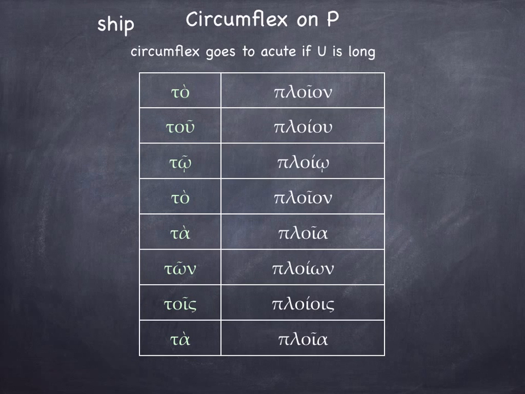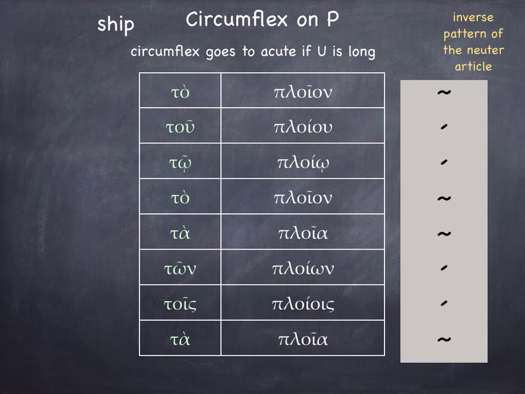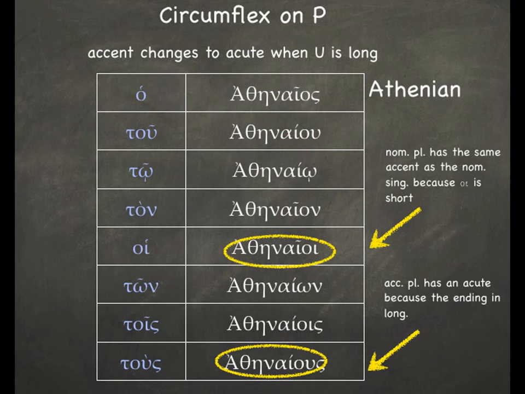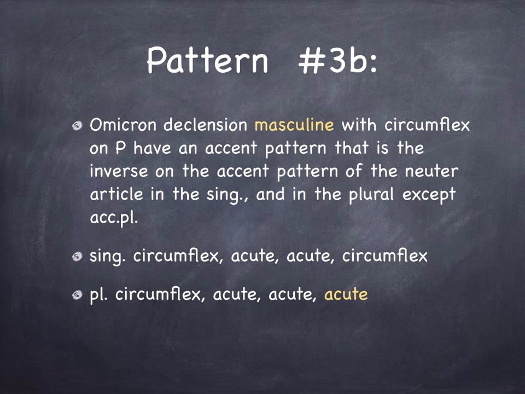And this actually turns out to be, pattern-wise, the inverse of the neuter article, which you remember had an acute, circumflex, circumflex, acute in the singular and plural. Well, this has the opposite, which is circumflex, acute, acute, circumflex in the singular and plural. All right. So that's pattern 3A, referring to the neuters in the omicron declension. And in the plural, except for that accusative plural, which is acute.